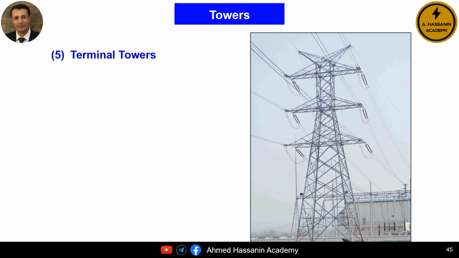Next, let's talk about terminal towers. Definition: terminal towers, also known as dead-end towers, are used at the beginning and end of a transmission line. They serve as the anchoring points where the line either starts from a substation or ends at another terminal, like a substation or distribution point.